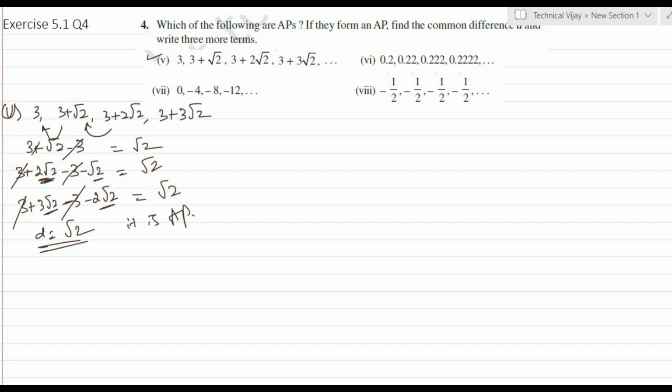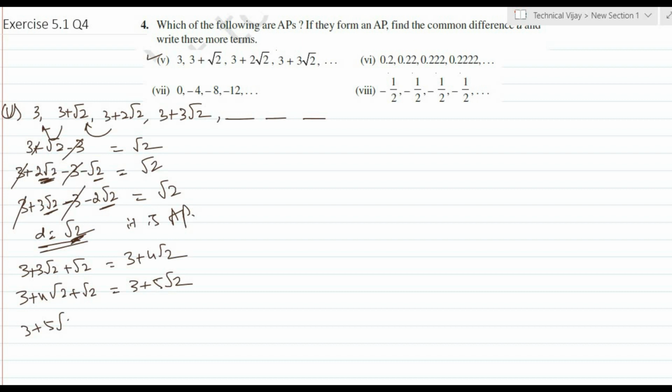Okay, so if it is AP, we have to write 3 more terms: 1, 2, 3. So here we have to add this root 2. So 3 plus 3 root 2 plus root 2 is equal to 3 plus 4 root 2. For 3 plus 4 root 2, you add root 2, which is equal to 3 plus 5 root 2. For 3 plus 5 root 2, you add root 2, which is equal to 3 plus 6 root 2. So these are the terms: 3 plus 4 root 2, 3 plus 5 root 2, 3 plus 6 root 2.